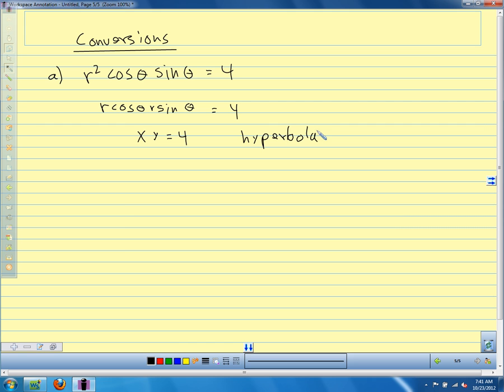And the axis is rotated 45 degrees. So this is a hyperbola. Next one, r equals 1 plus 2r cosine theta. What do you think we're going to do with this one? We have this r here and we have this r here. That makes it kind of tricky. Anybody have any suggestions on a procedure?